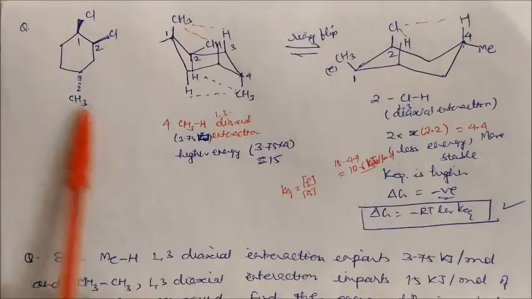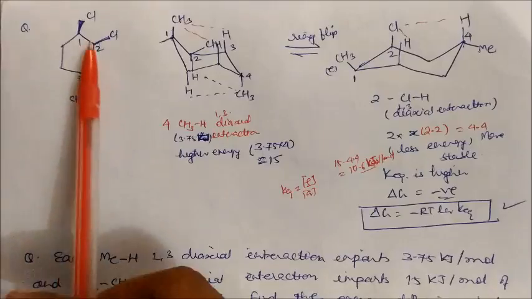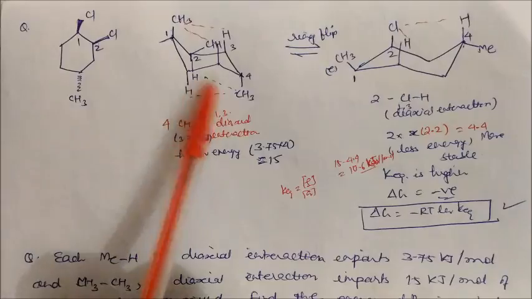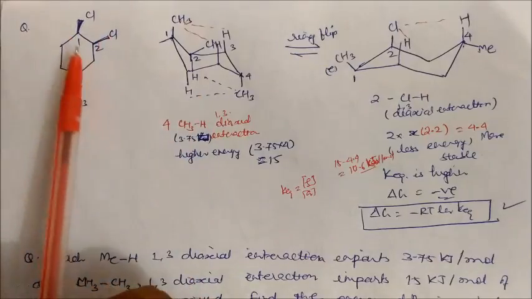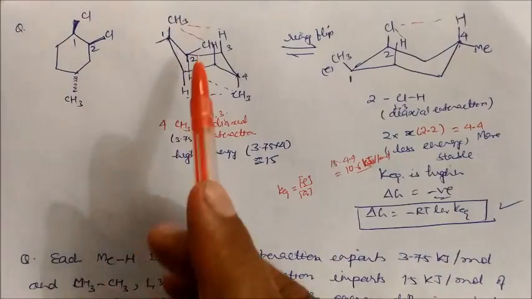So this is a diagram. You can see cyclohexane, which has 2 chlorines and 1 methyl. The 2 chlorines are in the up position and the 1 methyl is in the down position. So if you draw the chair form, these 2 are up. 2 up means you can see here, this is the 1 methyl and 1 Cl, and the other Cl is this side.